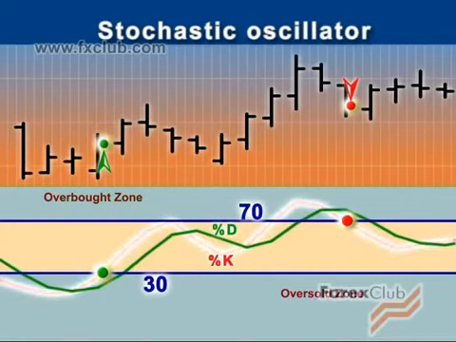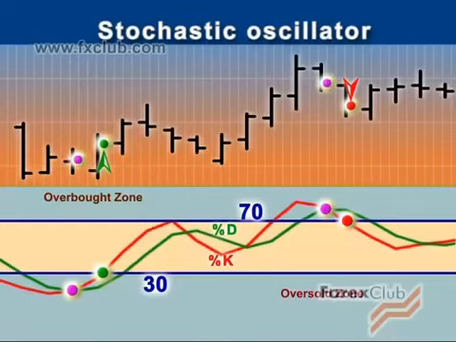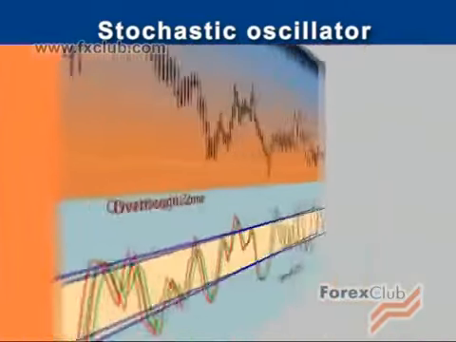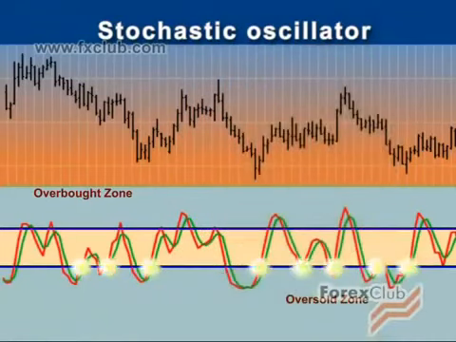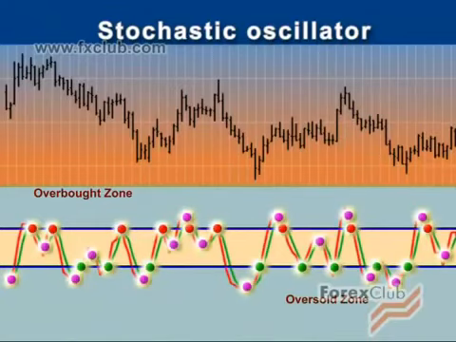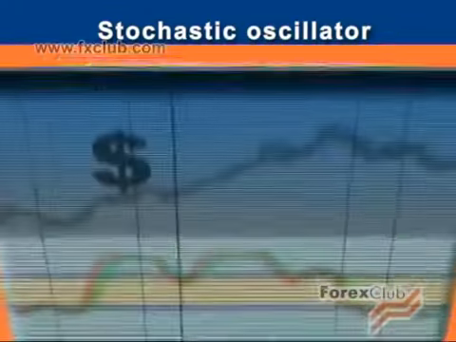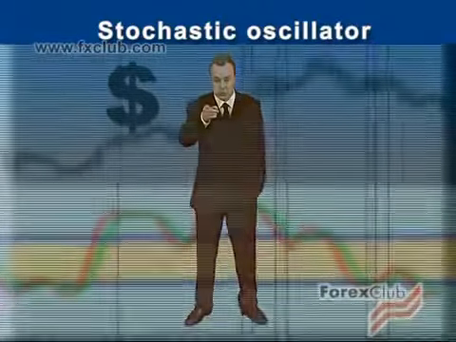The second type of stochastic trading signal is when K and D cross. Let's see what they generate. Whoa, maybe there are too many signals. We shouldn't jump to conclusions.